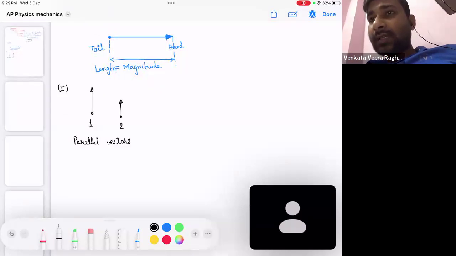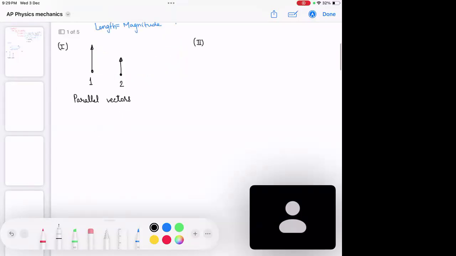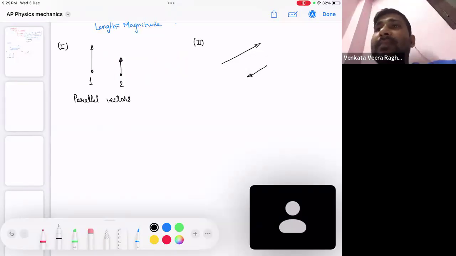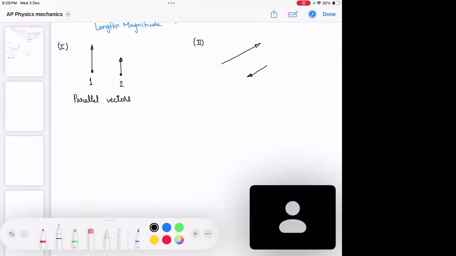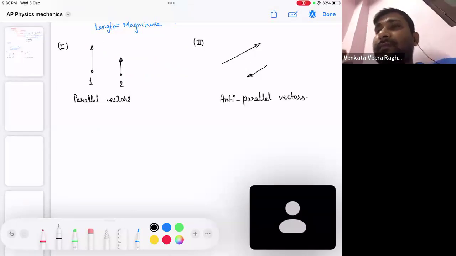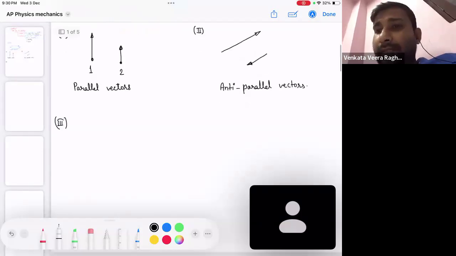So what is the condition for two vectors to be parallel? They must be in the same direction. Now tell me, this vector and this vector, what is the meaning of these two vectors 1 and 2? Opposite direction, different magnitude. So these two vectors will be called what kind of vector? Anti-parallel vectors. Third one. Let's draw these two vectors.